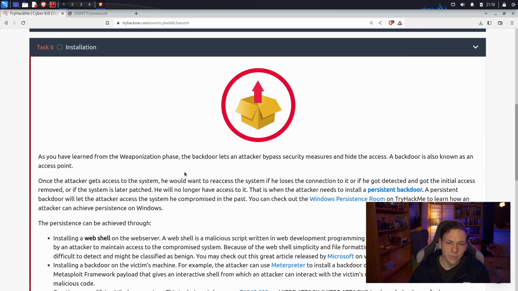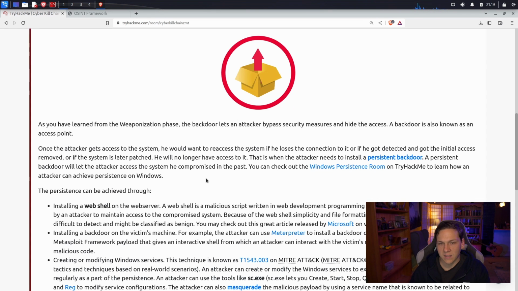Installation. As you have learned from the weaponization phase, the backdoor lets an attacker bypass security measures and hide the access. A backdoor is also known as an access point. Once the attacker gets access to the system, he would want to re-access the system if he loses the connection to it, if he got detected and the initial access removed, or if the system is later patched. He will no longer have access to it.